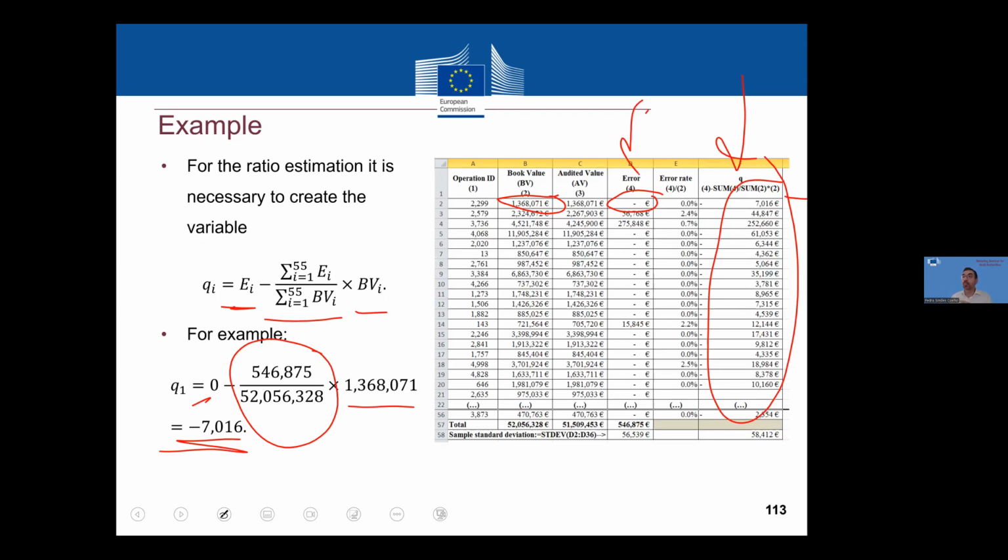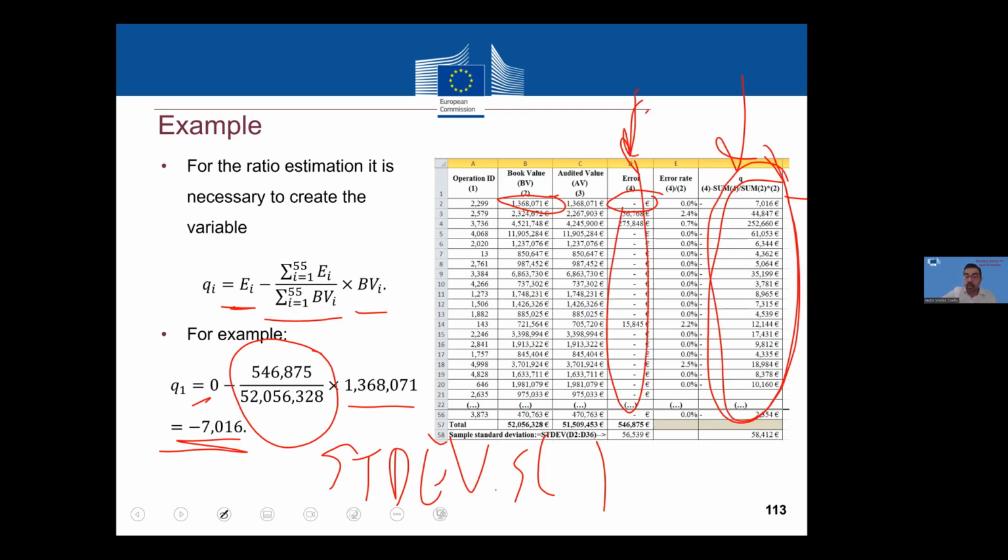And then what do I do? I use the same Excel function, stdev.s, but instead of being applied over the column D of the error amounts, I will apply it over column F of the transformed errors. And if you see here in line 58, the standard deviation of these 55 values gave me 58,000 euros.